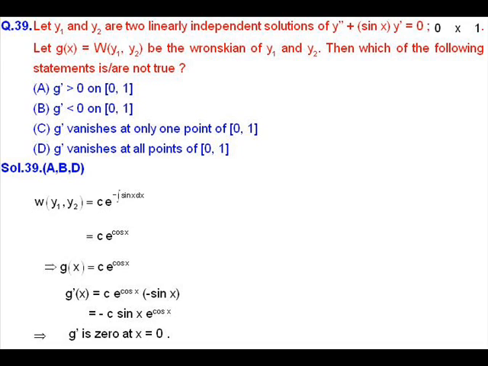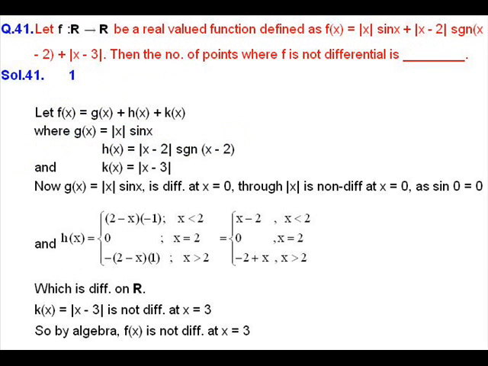So when we observe the given options, clearly A and B are not true and C is true, while option D is not true, because in option D we have g dash vanishes at all points of the closed interval 0, 1. This is only possible when g is identically 0. So here our not true options are A, B and D. These are our answers. Solution of question number 41.